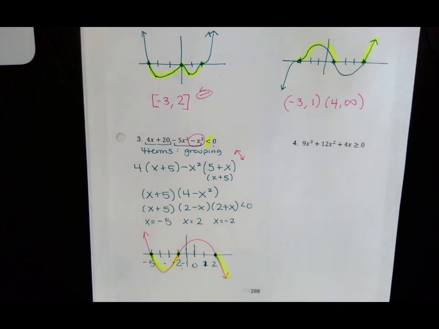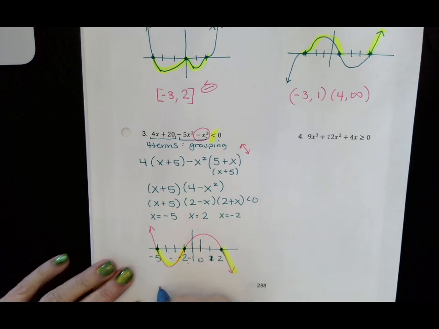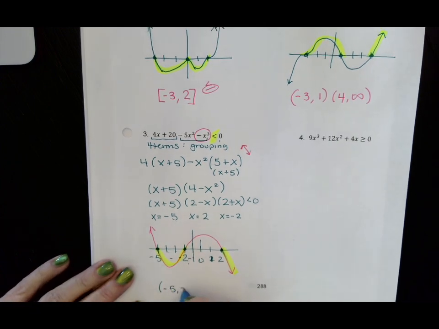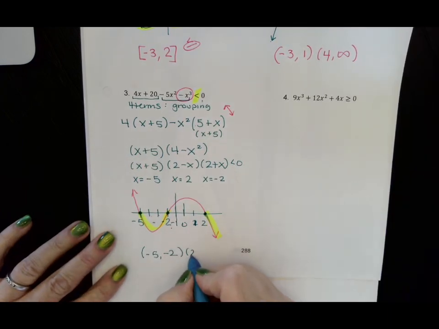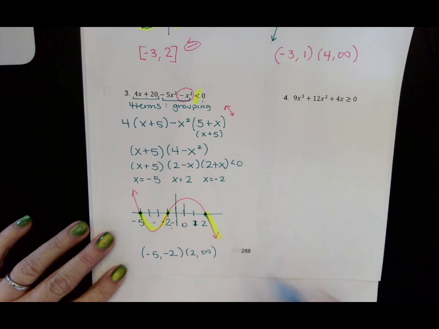Now, if you remember, this is not less than or equal to. It's just less than 0. So because of that, I have negative 5 to negative 2. Those are parentheses because they're not included. And then I start again at 0, and I go to infinity.